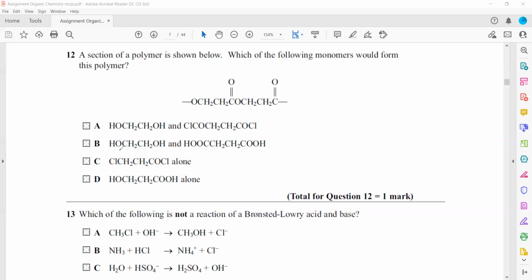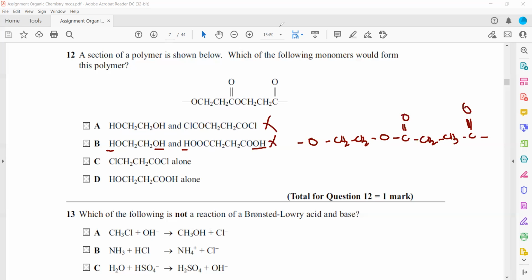When we check B, alcohol and carboxylic acid, if one side you remove H, the other side it should be OH. One side H, other side should be OH. So it will be O, then CH2, then CH2, then OH is being removed, H is removed, so O, then C double bonded with O. Again, the same thing is there. It is not forming the desired polymer because OH is on the left hand side, but in the polymer OH is on the right hand side. So it means it is not forming the polymer which is shown here.